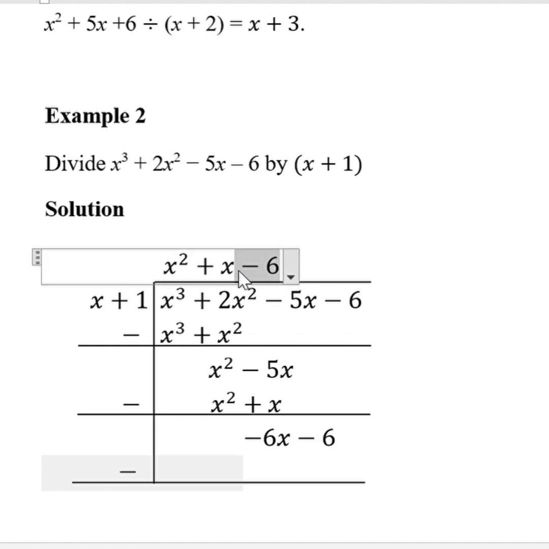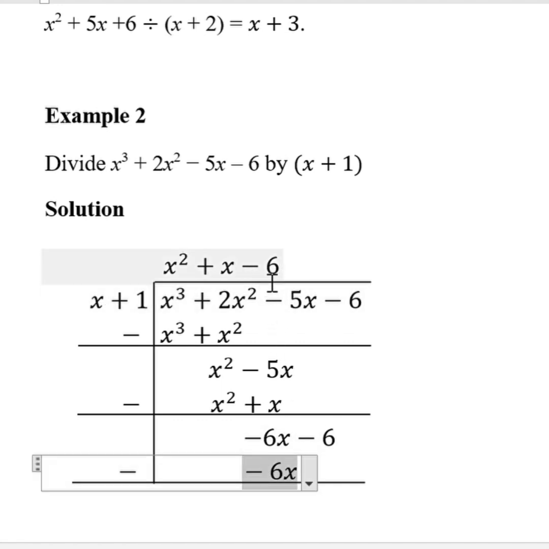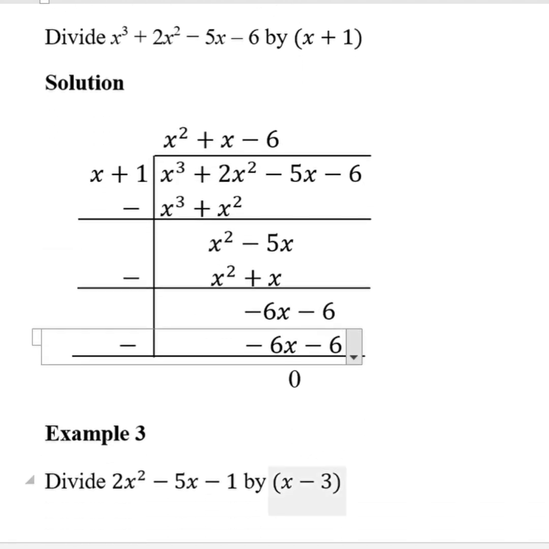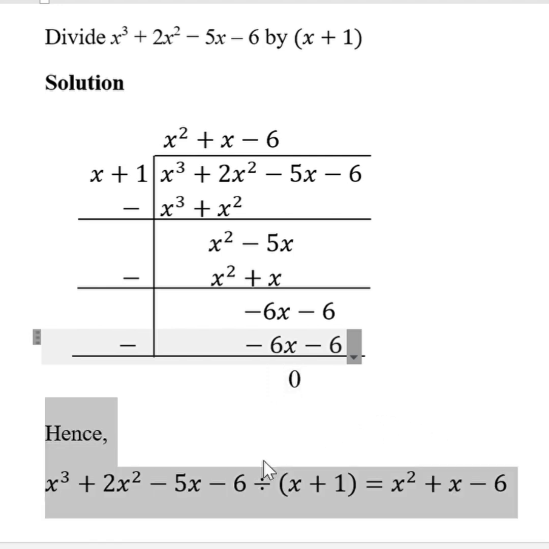This minus 6 multiplied by all of these, you get x times this giving you minus 6x. Minus 6 times 1 giving you minus 6. When you subtract them, you get the answer being 0. The division is complete, meaning this one divided by this one gives you this as the answer.